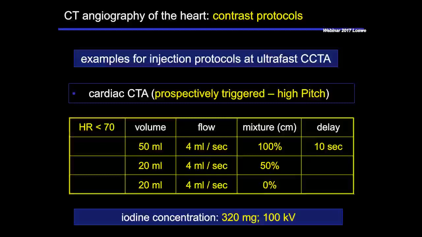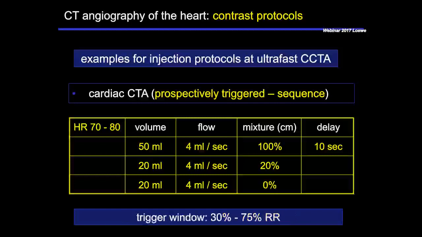For a sequence, we go with almost the same contrast protocol. The only thing that we are changing is the mixture between contrast and saline. So only in the second phase, only 20% of contrast and 80% of saline, because the acquisition time is a little bit longer in the sequence protocol. And the usual trigger window that we are using, if the heart rate is between 70 and 80, is the trigger window between 30% and 75% of the RR interval.